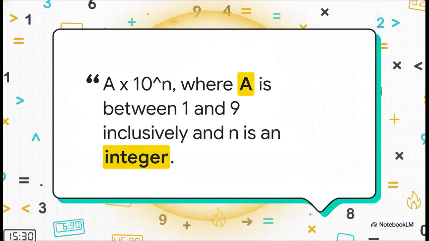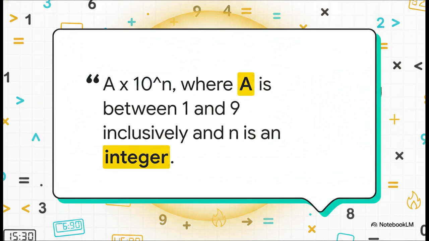Section 2. Write in standard form. Now that we've got our accuracy skills on lock, we are moving on to the ultimate tool for handling extreme numbers. This right here is the golden rule of standard form. For a number to be in proper standard form, it absolutely has to be written as a times 10 to the power of n. And here is the vital condition. A must be a digit between 1 and 9 inclusively, and n has to be an integer. Honestly, just burn this format into your memory.